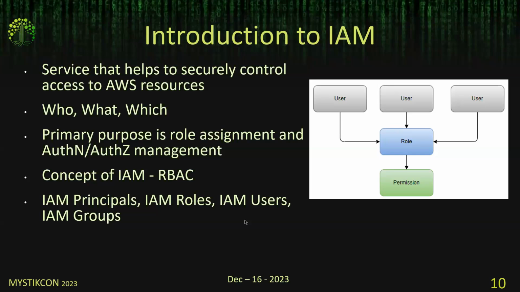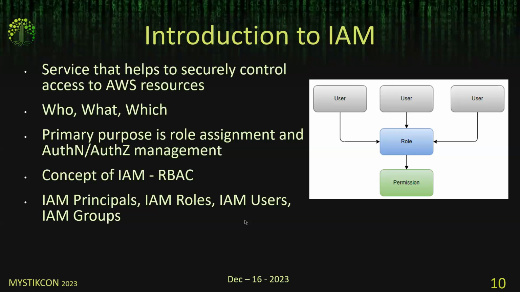So the primary purpose of IAM is to manage roles and manage authentication and authorization within the organization. IAM was devised on a role-based access control policy. So, IAM principals, IAM roles, users, groups. An IAM principal is any person or application that uses the AWS account, or a user. Anything that uses any AWS resource can be an IAM principal. IAM roles can be assumed by either a user or a service who wants to perform any action in AWS.